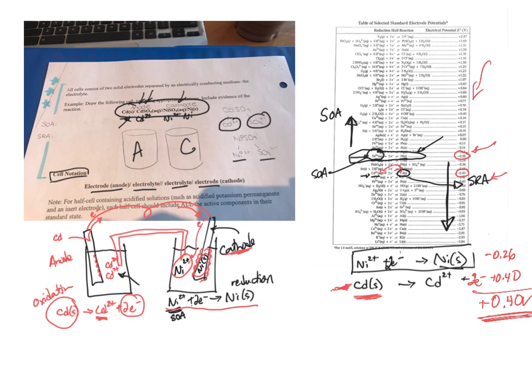And you were right here that this cadmium appeared to be the anode and the nickel part was the cathode. All right, hopefully that answered all your questions. If you have other ones, give me a holler.